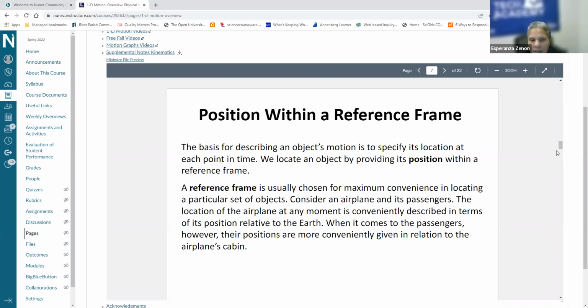Okay. And so in order to locate an object, we provide its position, and we do that within a reference frame. The reference frame, you can think of it in a simple way, is where is the object starting from? With respect to what? Where are you measuring from? So I'll give you an example beyond the one that they give here. If I asked you, you're sitting at home listening, hopefully attentively, and if I asked you the question, is your house moving?